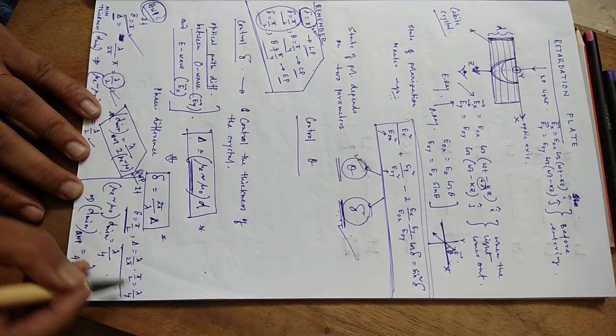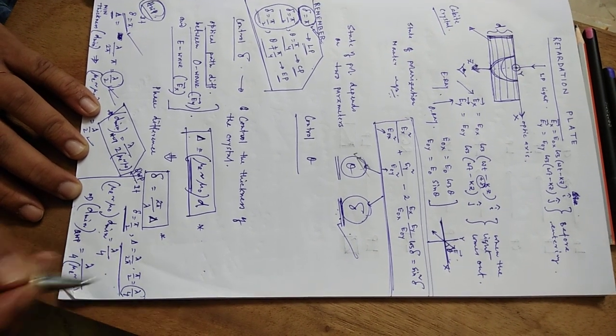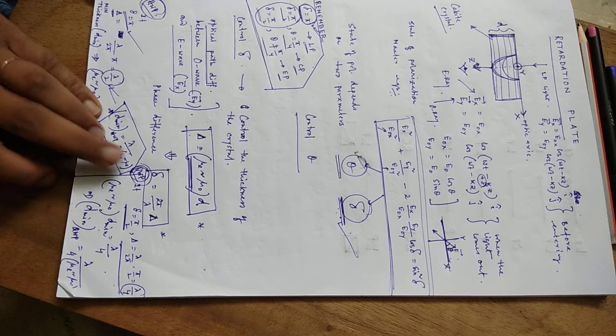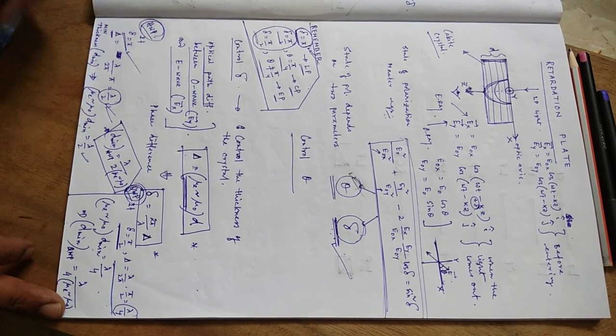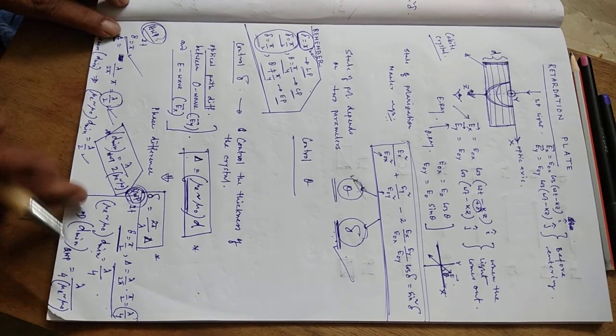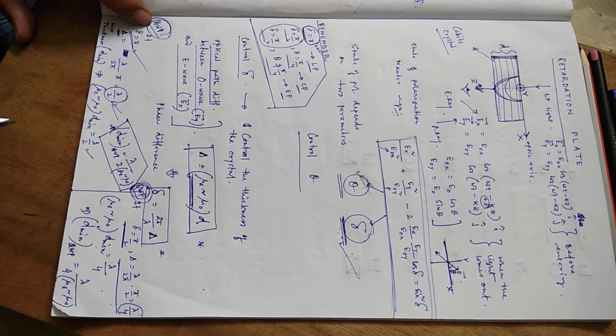Because of this lambda by 4 term, we call it a quarter wave plate. So this is a quarter wave plate and this is a half wave plate. Inside the lab we have these two devices. One is a half wave plate.